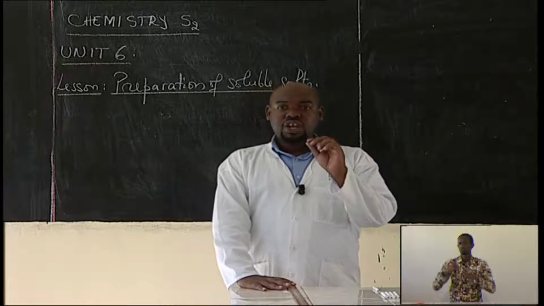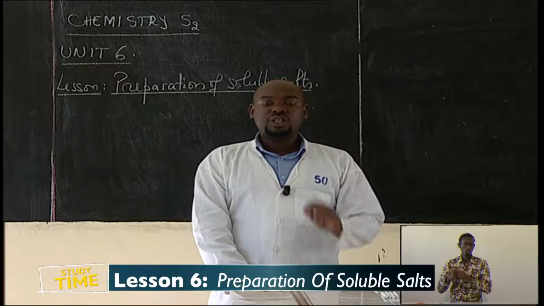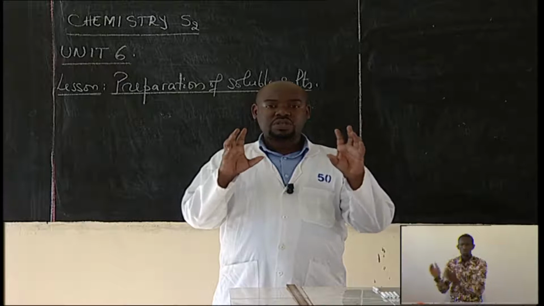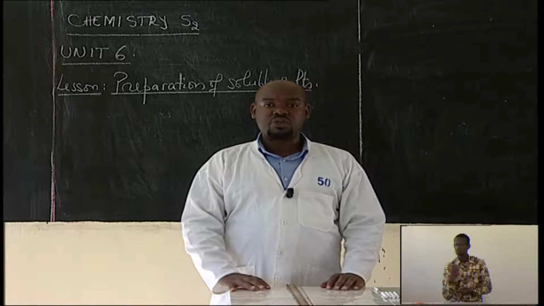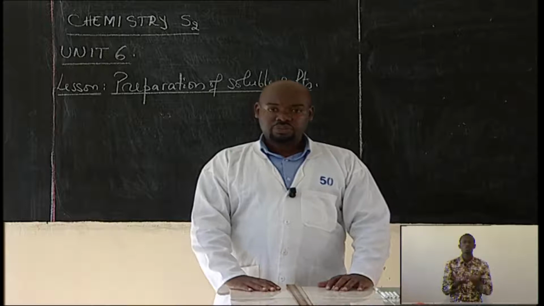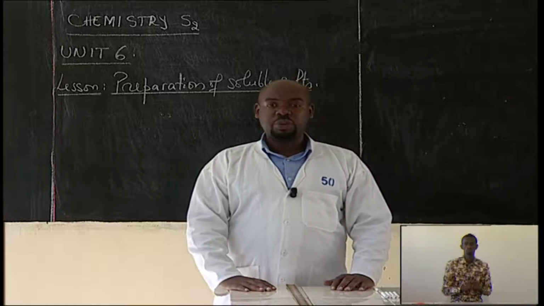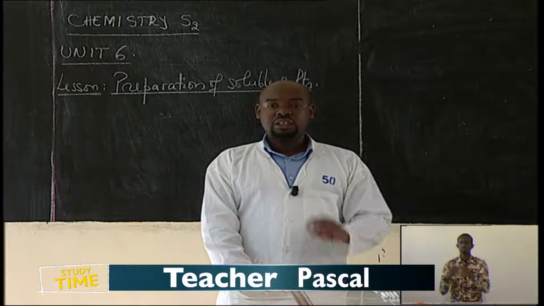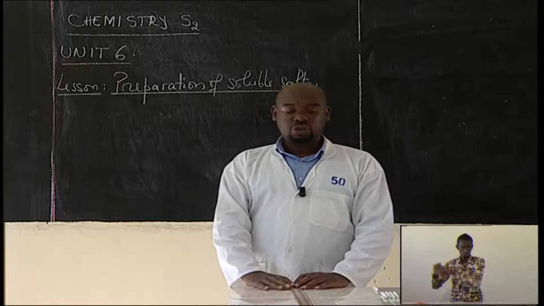The precipitation reaction is used to make or to synthesize, to prepare insoluble salts, meaning that we have 2 types. Depending on solubility, we can distinguish 2 main types of salts: soluble salts and insoluble salts. And because of that, we have different methods of preparing those salts. So today, we will go deep and analyze the methods we can use to prepare soluble salts.